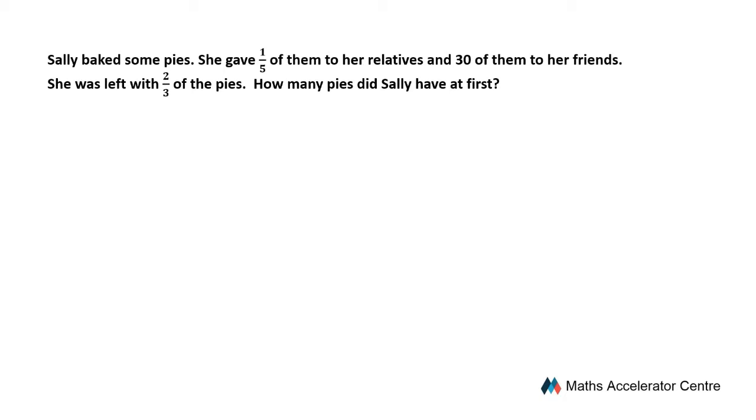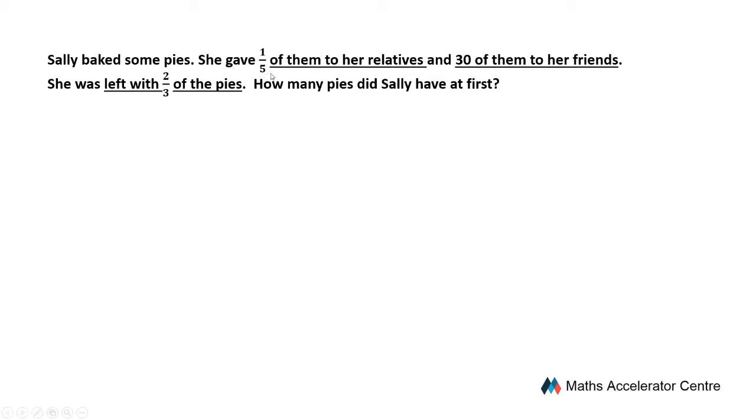After reading, let's try to identify all the keywords. The first set of keywords is over here. It states that 1/5 of the pies were given to her relatives. Next, 30 pies were given to her friends. The last set of keywords states that she was left with 2/3 of the pies. The question asks how many pies did Sally have at first. So we have all the information highlighted. Now let's try to organize this information into a model to help us understand the problem.